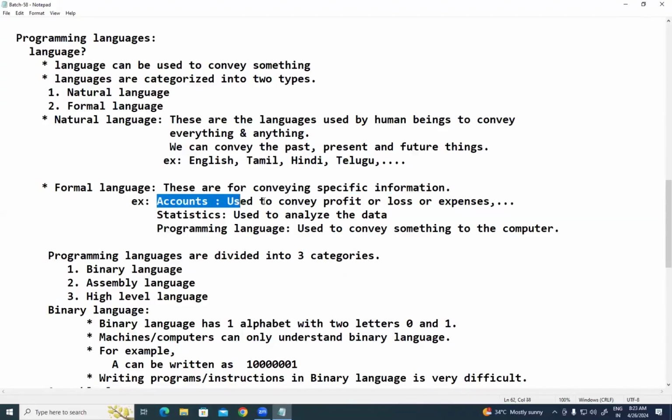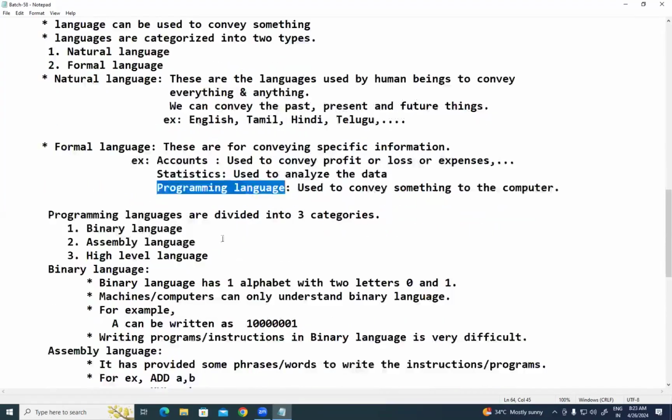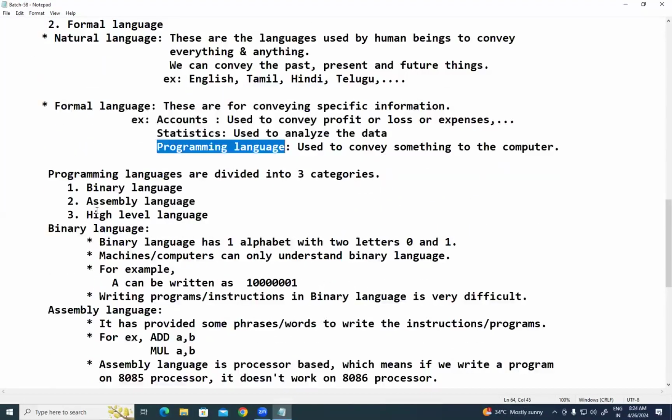For example, accounts can be used to convey profit or loss. Statistics can be used to analyze data, like the population of India, or what is the GDP of India from last year to current year. These all come under statistics. Third one is programming.